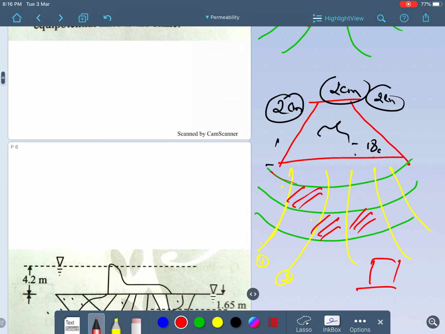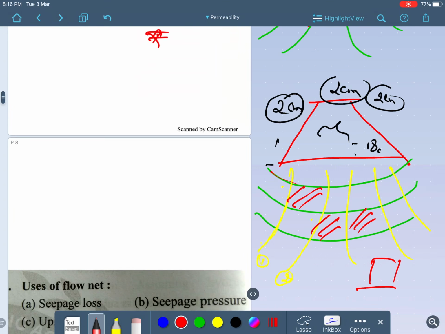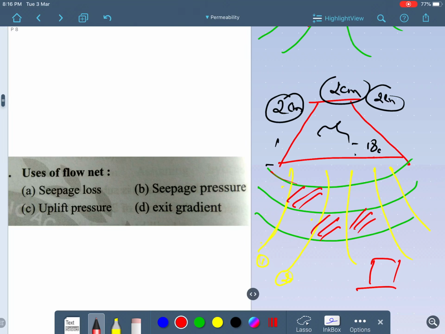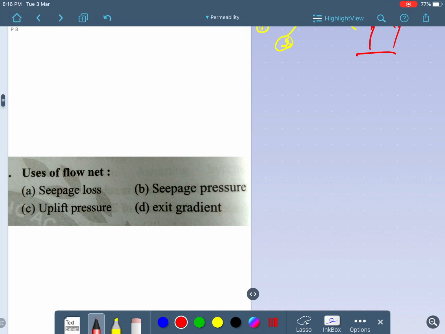Fine. This is one concept. Let us move on to the next. So what are the uses of a flownet? I am just brushing you up: what is a flownet?